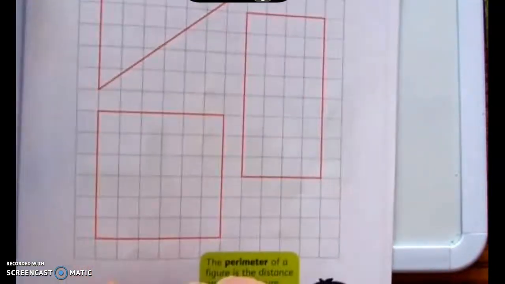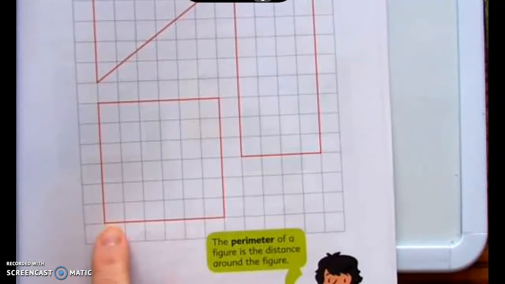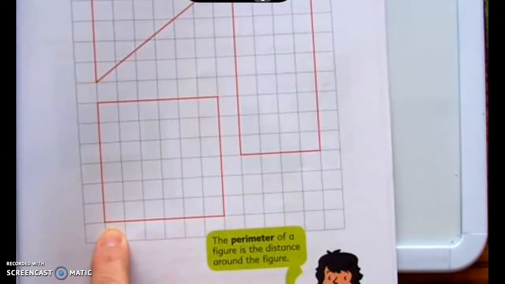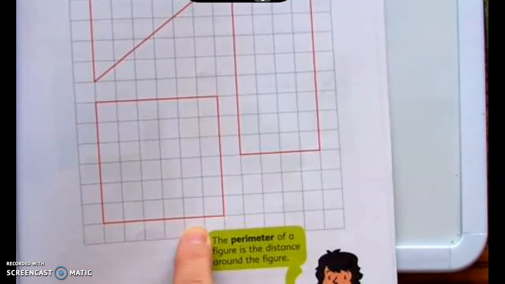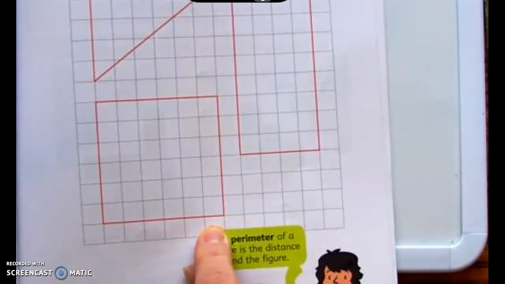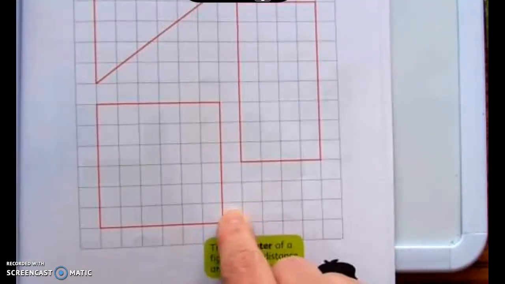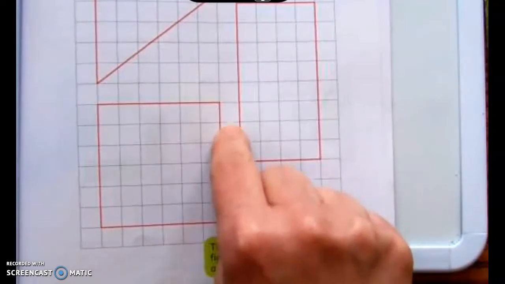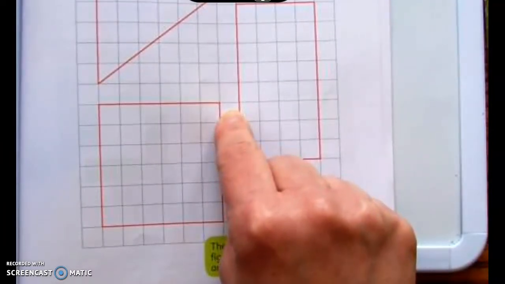You know what? Let's start with the square. I always like nice even things. So we're going to start the square. Let's count around the outside. 1, 2, 3, 4, 5, 6. And if it's 6 here and it's a square, do you think it's going to be 6 up there? Let's try it. 7, 8, 9, 10, 11, 12. Yep, that was 6. So 12 plus 6 more is going to be 18.